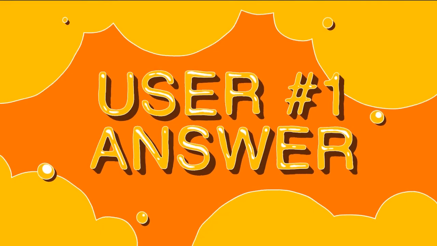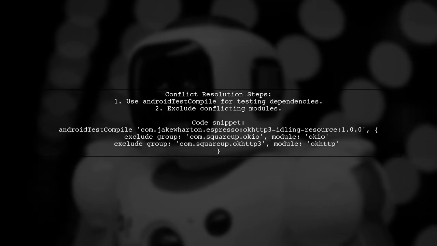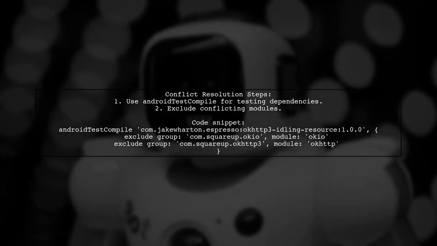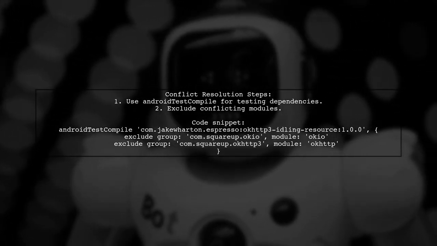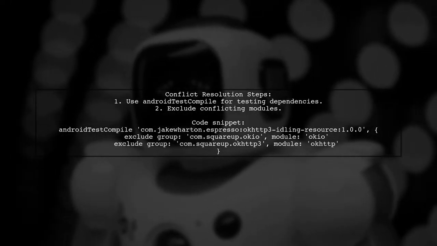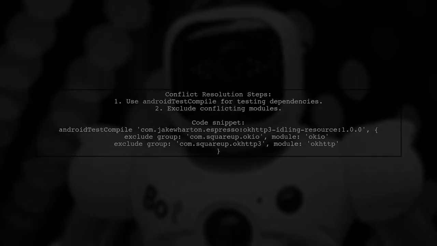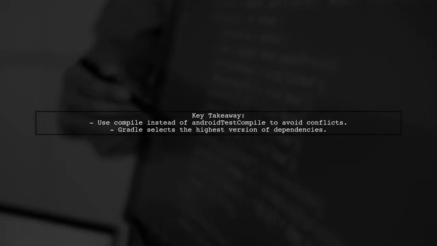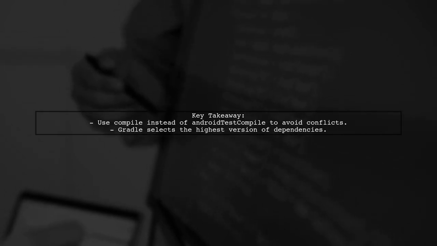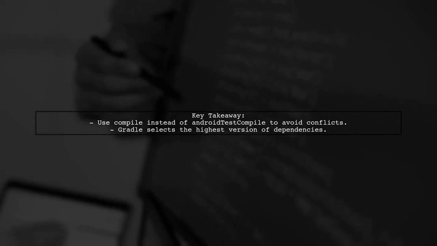Let's now look at a user-suggested answer. If you're facing a conflict with the Okio dependency while using Espresso for UI testing with Retrofit, here's a solution. You can exclude the conflicting dependencies in your Gradle file. This issue arises because you used Android test compile instead of compile. Switching to compile can resolve the error, as Gradle selects the highest version of dependencies.